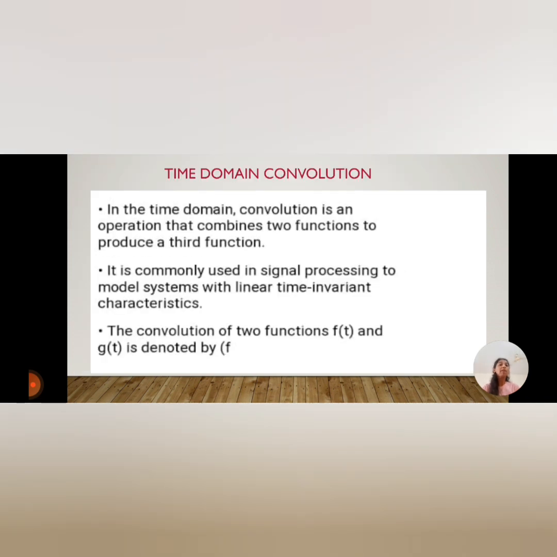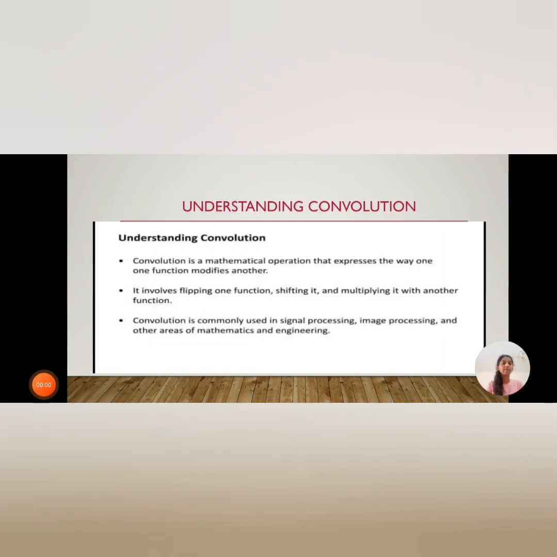And the time domain convolution. In the time domain, convolution is an operation that combines two functions to produce a third function. It is commonly used in signal processing to model systems with linear time-invariant characteristics. The convolution of the two functions f of t and g of t is denoted by f star g.